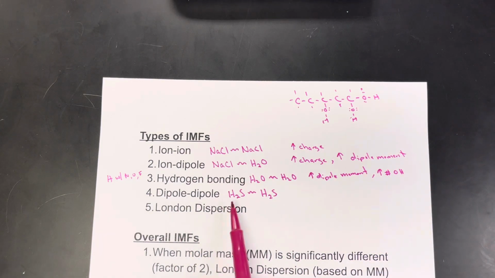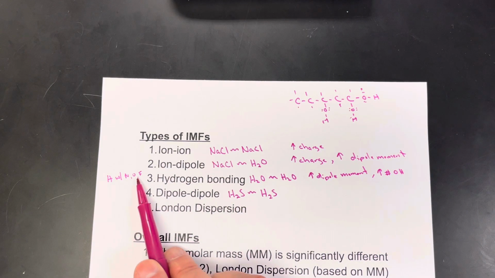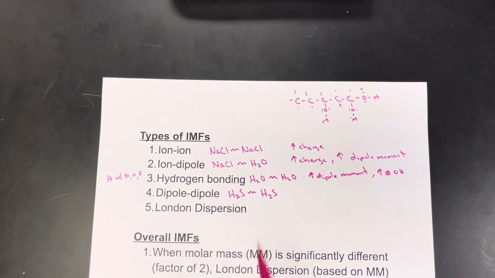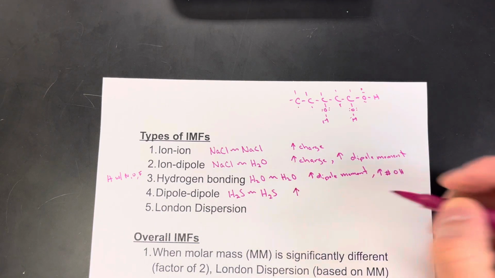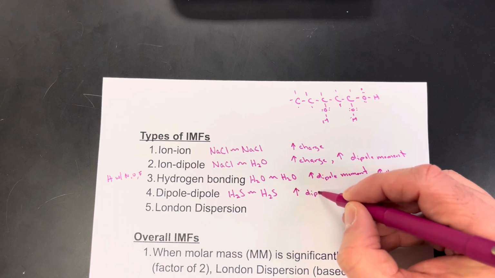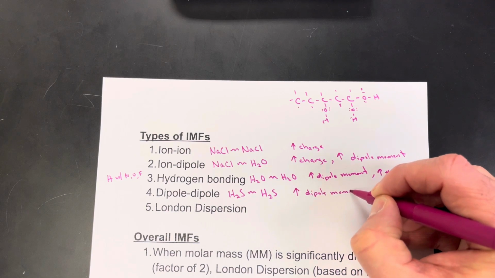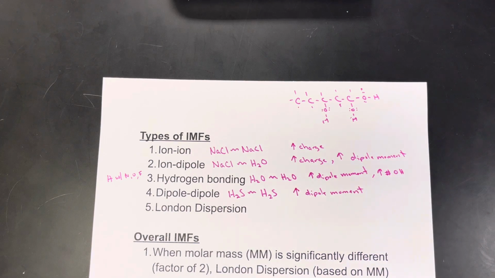Dipole-dipole, an example would be like H2S interacting with H2S. There's no hydrogen bonding here because the hydrogen is not bonded with nitrogen, oxygen, or fluorine. So this is just an ordinary dipole-dipole interaction. The way you can increase that is by increasing the dipole moment. Things that are more polar are going to have a higher dipole moment. The higher the dipole moment, the higher the boiling point, which is our indicator for the magnitude of the intermolecular forces that we have.